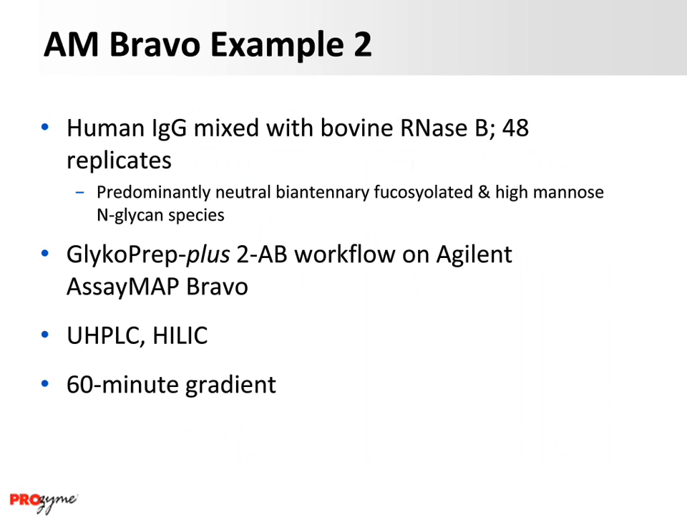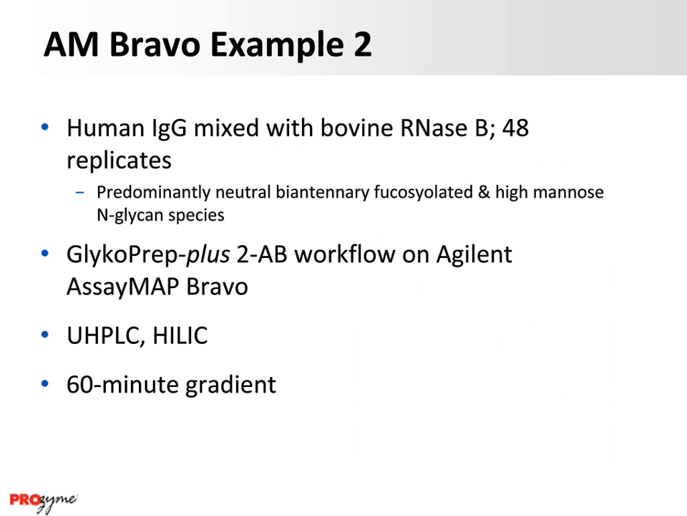The second example I'd like to show you that uses this N-glycan sample preparation system is using a glycoprotein mixture. So this is human IgG mixed with bovine RNase B, and this is 48 replicates. And we use this mixture because it contains species that you would see in monoclonal antibodies, such as G0F, but also we use RNase B because it contains high mannose N-glycan species.